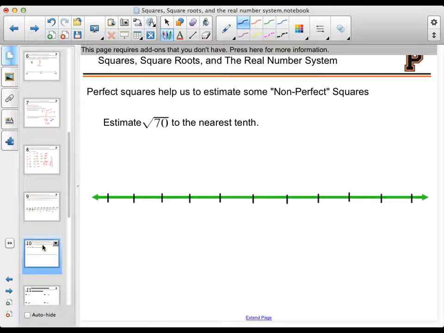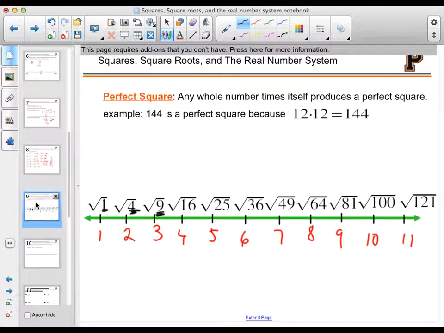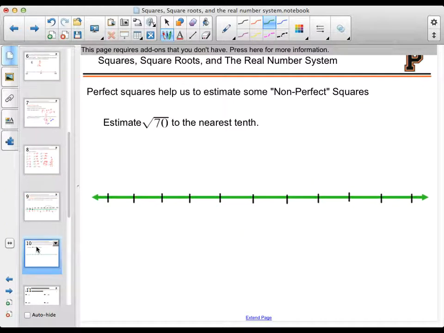Now, perfect squares, as I said, help us to estimate some of the non-perfect ones. What we're going to do is try to estimate the square root of 70 to the nearest tenth. As I look back on my list here, I'm going to try to identify what two perfect squares the square root of 70 would be in between. And I'm seeing that somewhere in between the square root of 64 and the square root of 81 is where the square root of 70 would lie. Because again, all we're trying to do is estimate it. So we've got the square root of 64, and we'll put over here the square root of the next perfect square, which is 81. Understanding that the square root of 64 is 8, and the square root of 81 is 9.